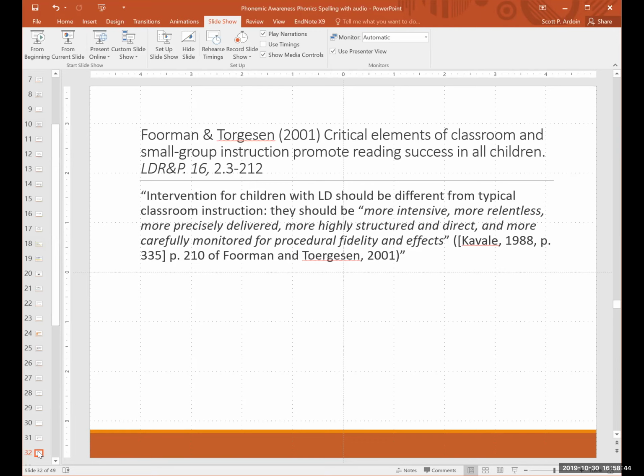More highly structured and direct, so we know at all times what we're going to be doing next. We have a strong plan for instruction, and not just what we're going to be doing over the next month. We know what we're going to be doing within sections. We have planned instruction, and it is more carefully monitored for both procedural fidelity, to make sure that we are implementing it as prescribed, and we are monitoring intervention effects on a daily basis. So whenever we have really intense kids, that's what we should be doing with them.